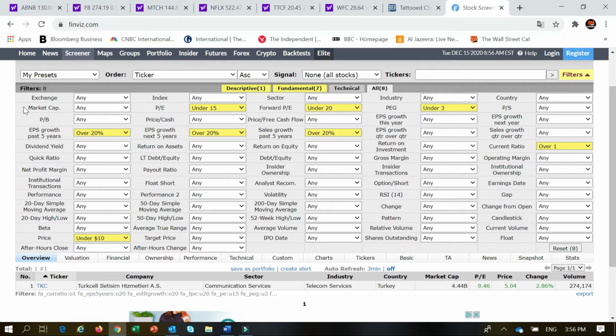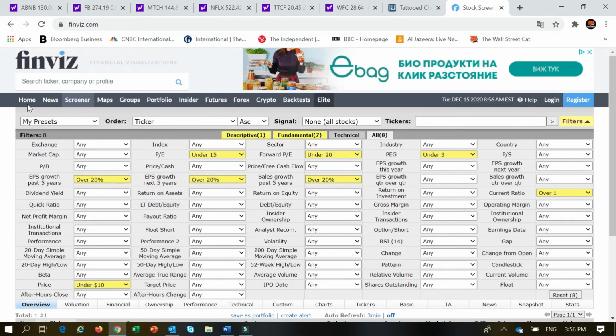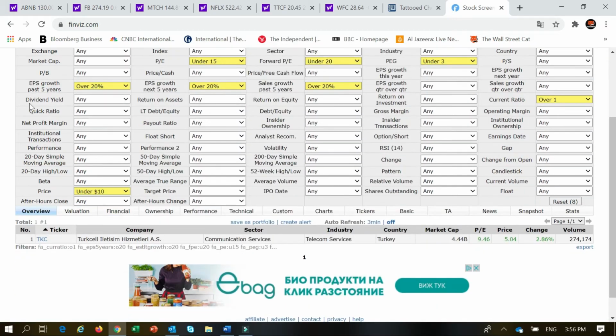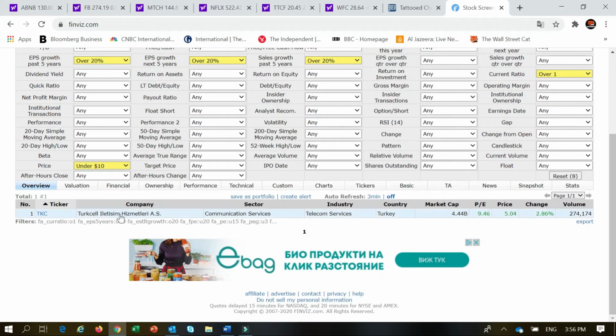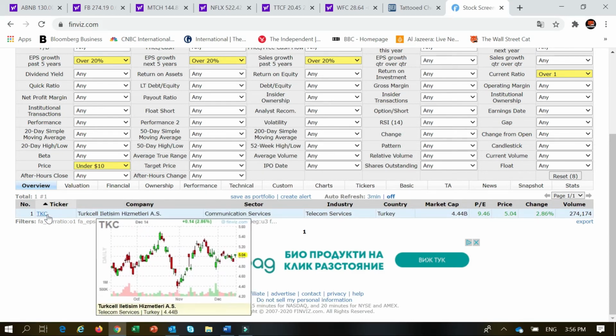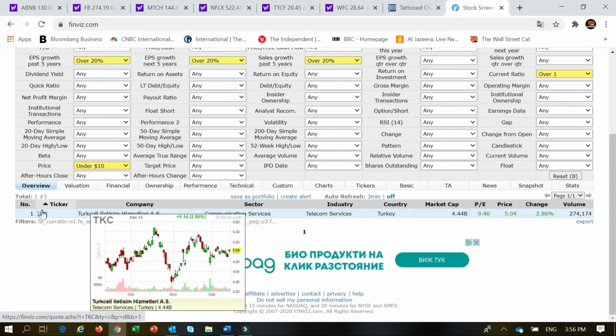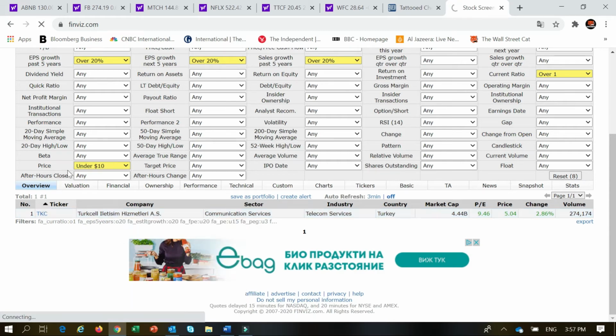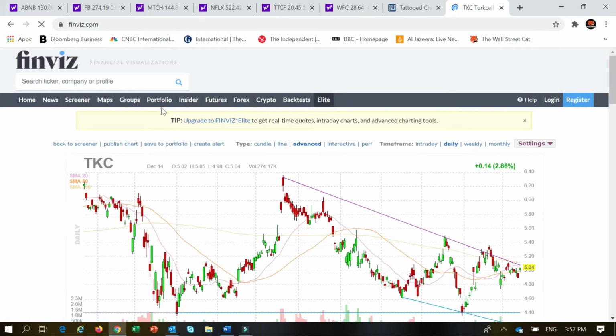And we're all done. We find this Turkish telecommunications service company I have never heard of, but which is probably their main telecom, and which is both undervalued and grows at a decent pace. Moreover, it is the only company that satisfies the criteria that we have set.